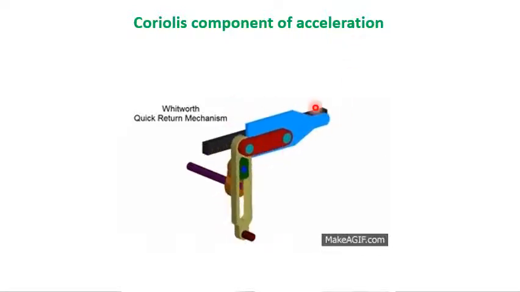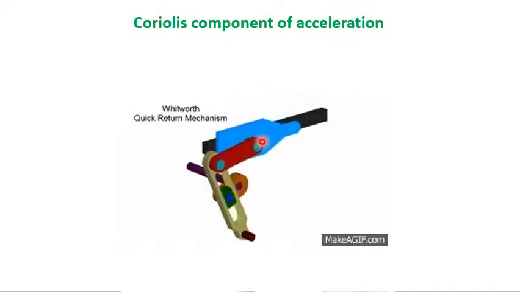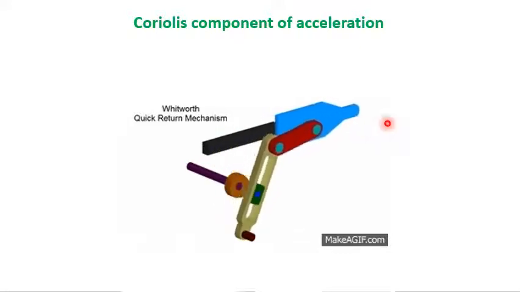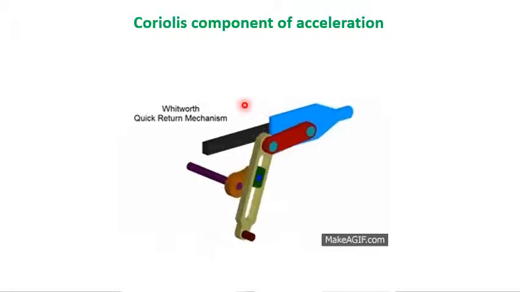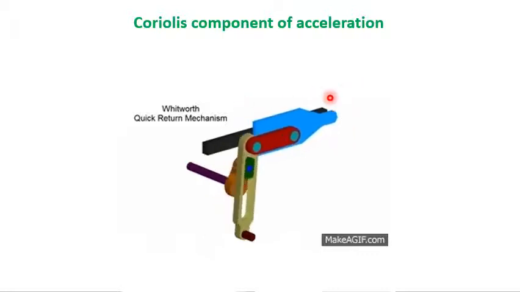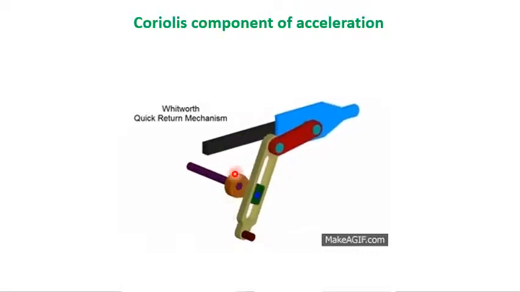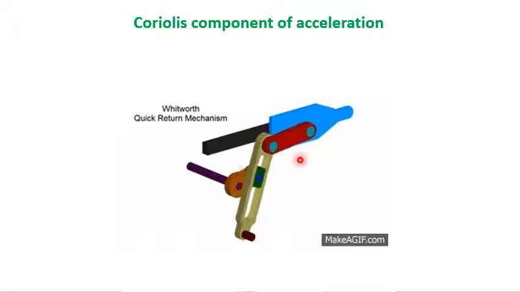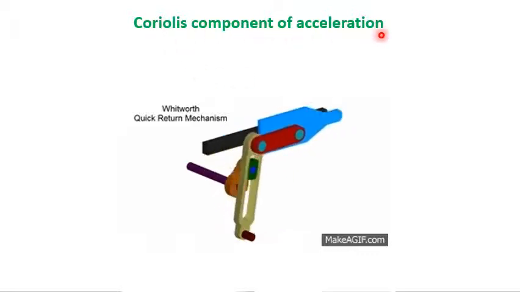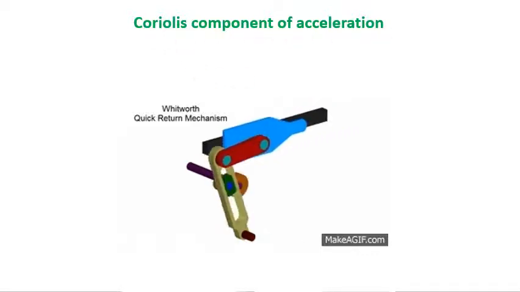If you see the ram, it has purely sliding motion. It does not have any other motion except the sliding motion. Therefore, here we are going to obtain only tangential acceleration. Whereas this slider has both sliding as well as oscillating motion. Therefore, the Coriolis component of acceleration will come into picture.